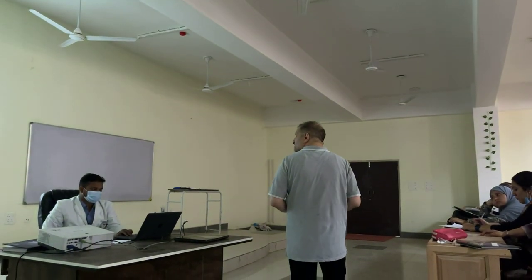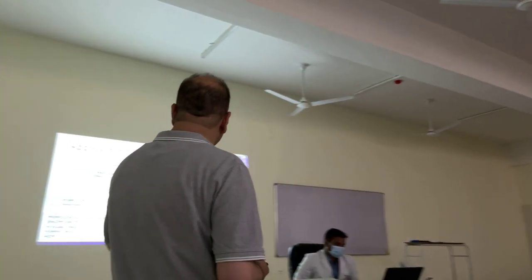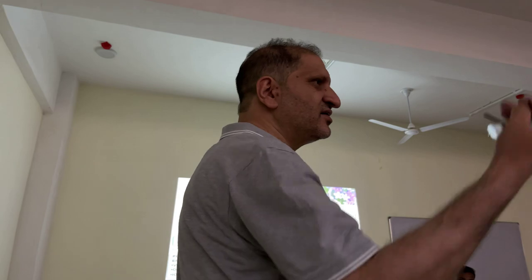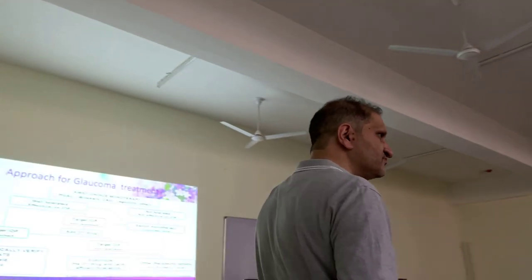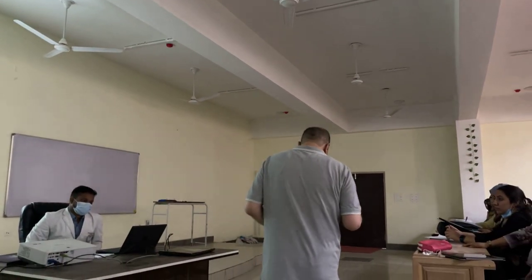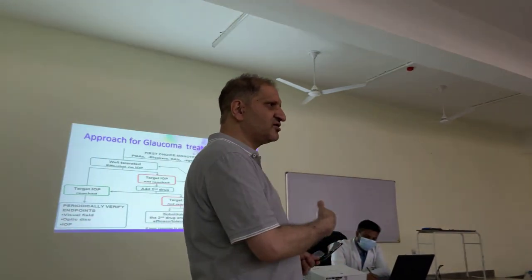Next, now the treatment part. A patient of glaucoma comes to me. What should I prescribe? I will prescribe a prostaglandin, latanoprost, at 9 p.m. If the patient is controlled, I will continue this drug. I will take visual fields. If the patient is poor, I will give timolol 0.5% BD. If controlled, I will continue, and take a visual field every 6 months.